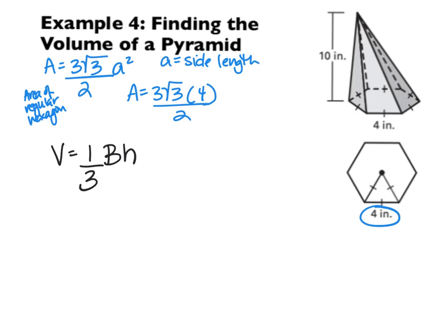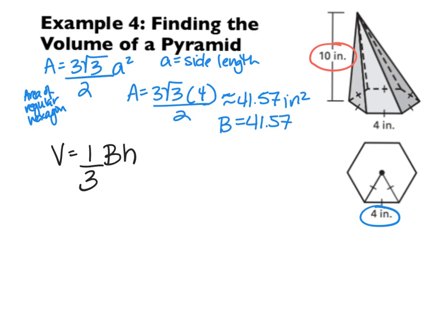And we get about 41.57 inches squared. So that's what we're going to use as our big B. 41.57. Also remember that h is the height of the entire figure itself, and in this case it's going to be 10. This figure is not a right pyramid, but you can still find the volume the same way.